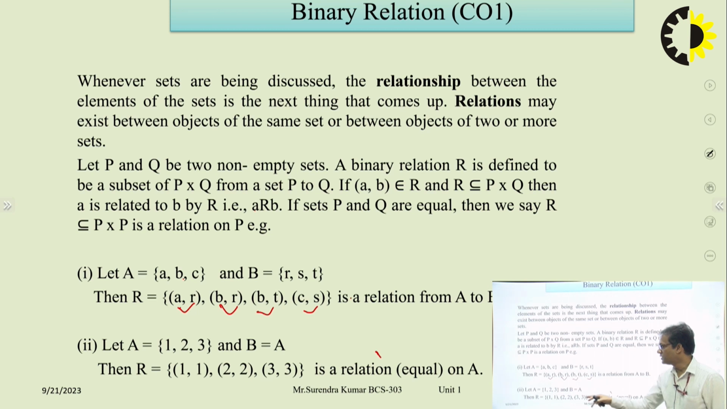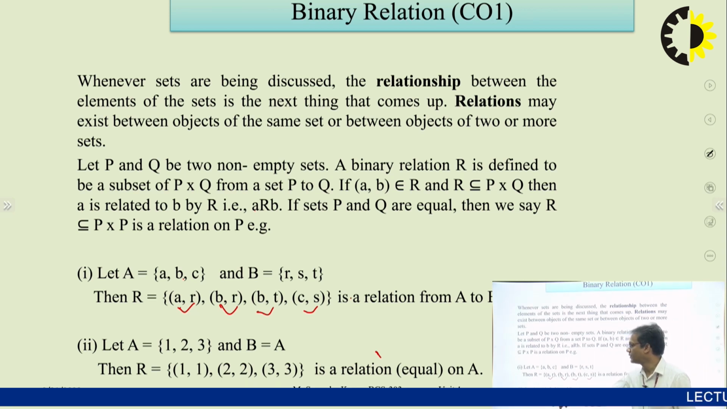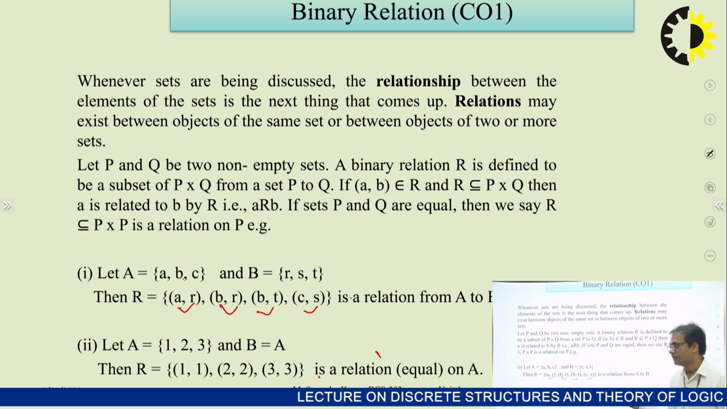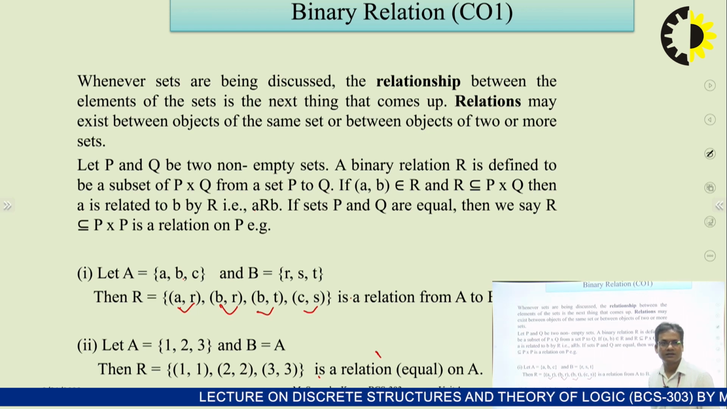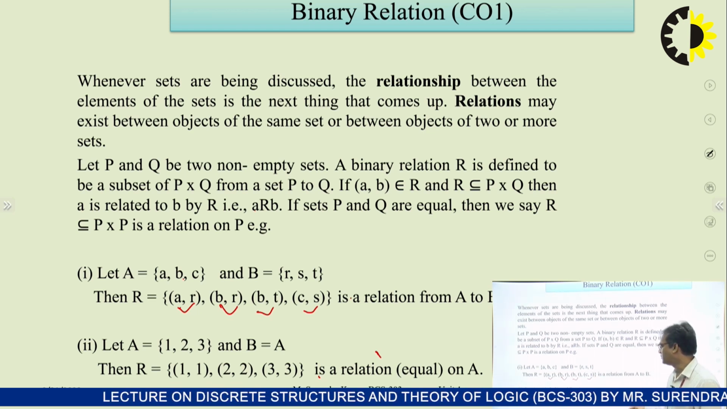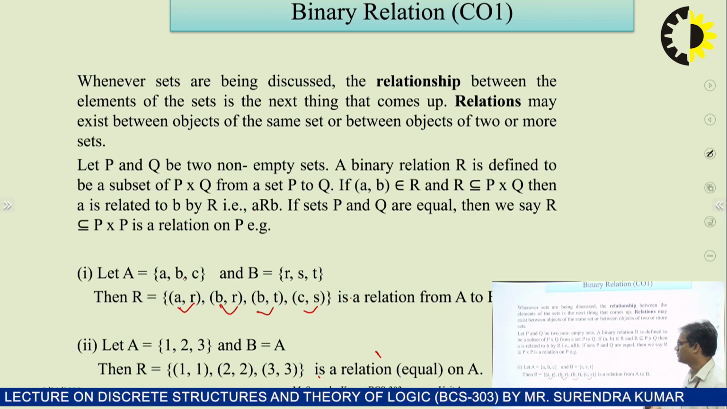Let us see the second example where A and B are equal. For example, if A is the set 1, 2, 3 and B is equal to A, then how can you develop a relation? This can be a relation to self: 1 to 1, 2 to 2, 3 to 3, or you can have others also: 1 to 2, 1 to 3, 2 to 3. So you can have multiple relations here. This is an example of a relation on an equal set.